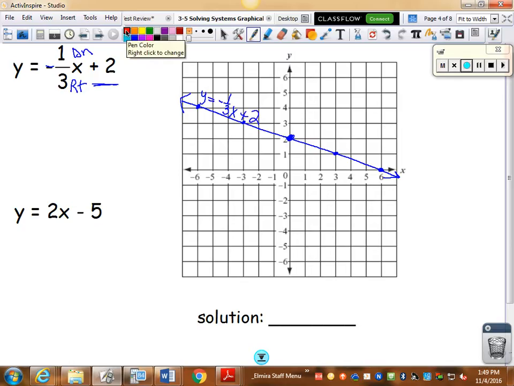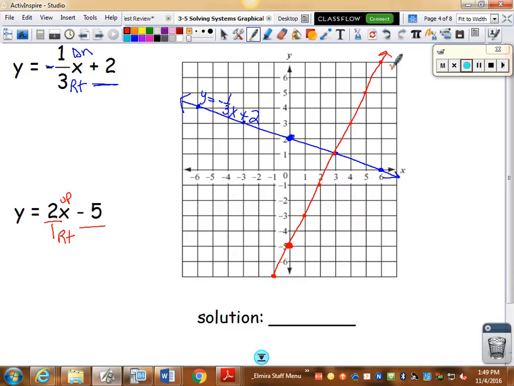Now we'll go to our other equation, excuse me. -5 is our starting point. 2 over 1, up 2, 1 to the right, up 2, 1 to the right, up 2, 1 to the right. And down 2, 1 to the left. Don't have too many to go in the opposite direction.